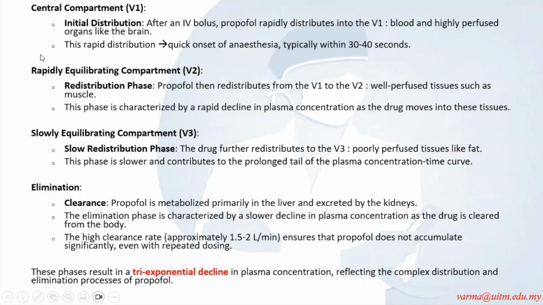So what happened? After an IV bolus, propofol rapidly distributes into V1, blood and highly perfused organs like the brain. So it's the same answer we have talked about. It's a repetition, but the question can differ slightly. Rapid distribution, quick onset of anesthesia, typically within 30 to 40 seconds. Rapidly equilibrating component, redistribution phase, propofol distributes to V1, V2, same thing. The phase is characterized by rapid decline in plasma concentration as drug moves into the tissue.